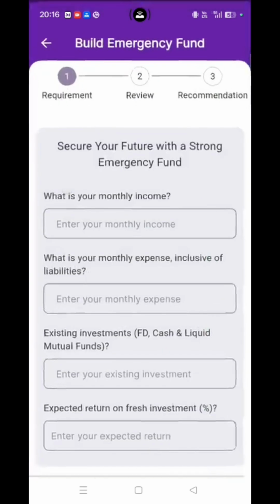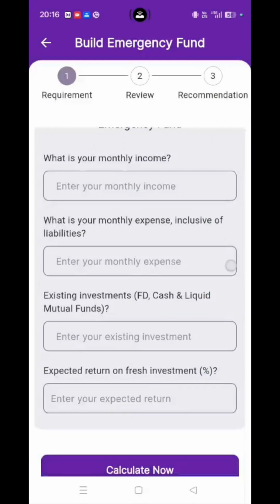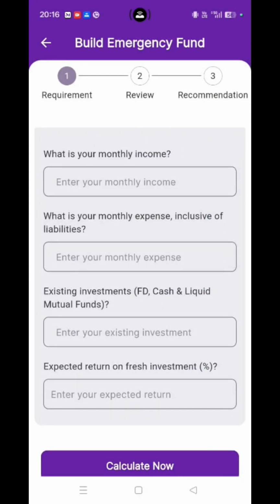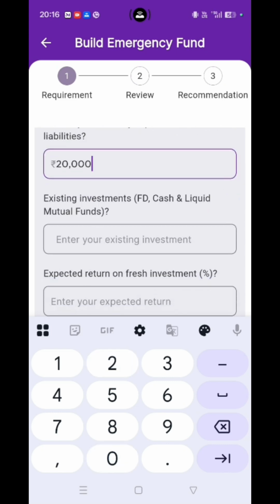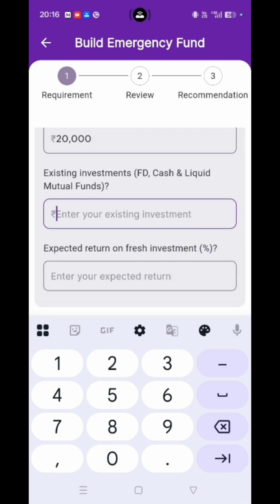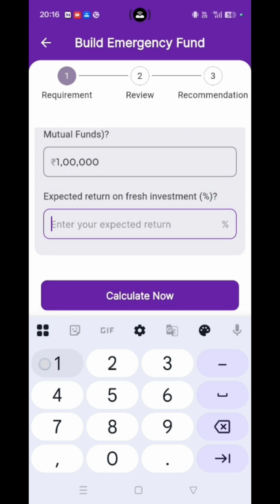Moving on to the second goal, emergency fund, we can enter various inputs like our monthly income, monthly expenses, existing investments, and the expected return on fresh investments.